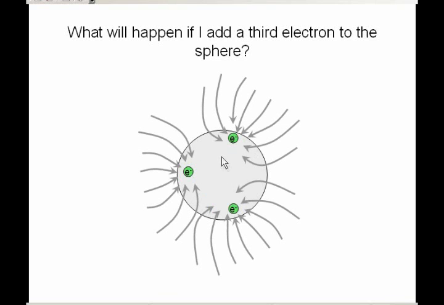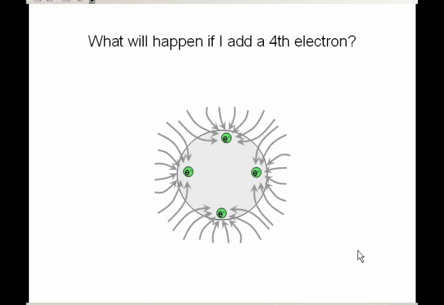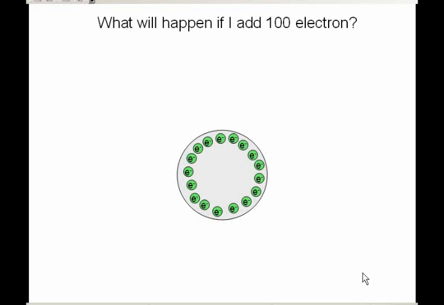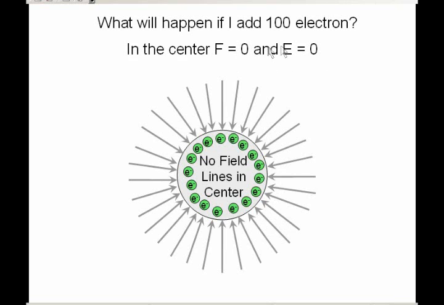Looking at their field lines, this area in the middle is getting a little bit larger where there's no field. If I add a fourth electron, again they move, so they're all as far away as they can possibly be, and this area in the middle is getting even larger where there's no field because all these lines are repelling each other. Finally, when we get to a point with hundreds of electrons, there is absolutely nothing in the center. There are no field lines, which means there's no force, no electric field inside of a metal object.